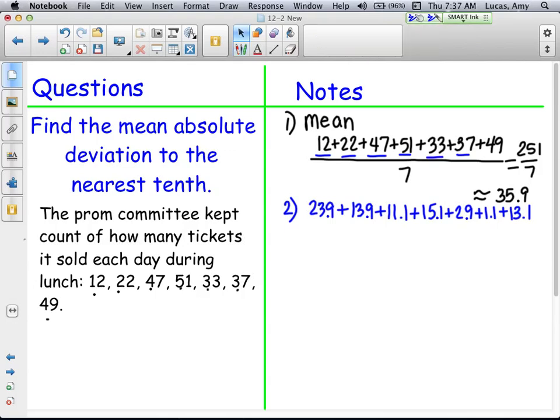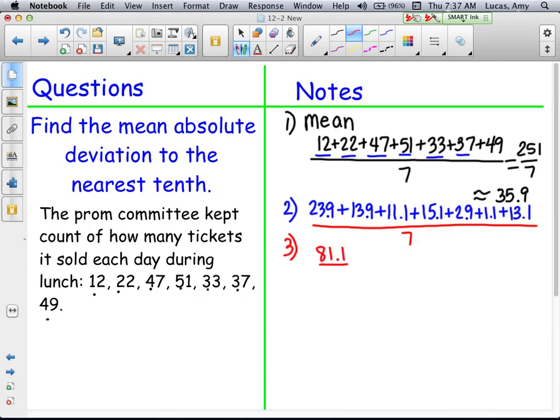Okay, so then the third step is to add those up and divide that by 7. So when I added that, I got 81.1. So if I divide by 7, my mean absolute deviation is about 11.6.